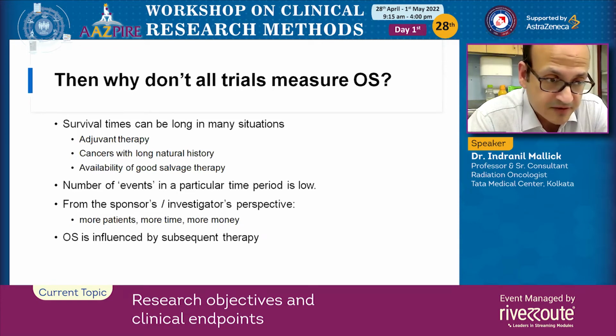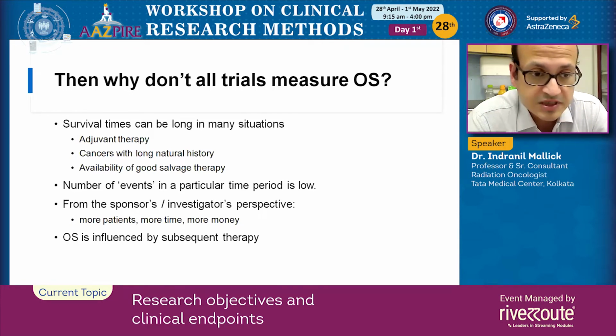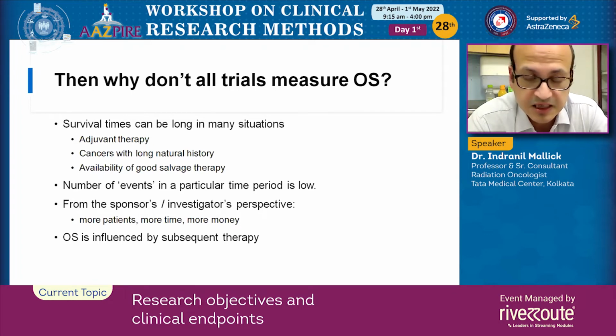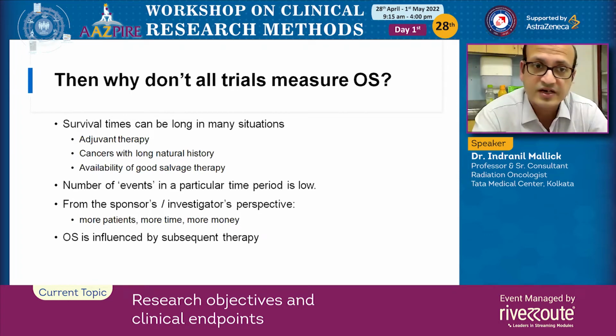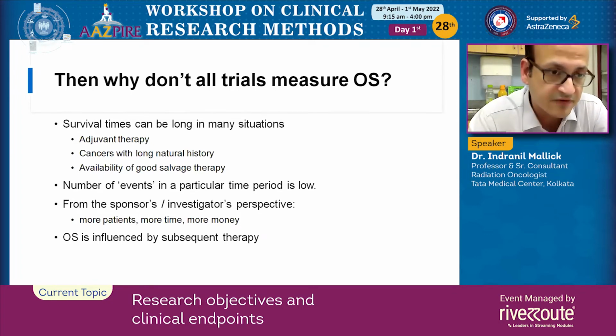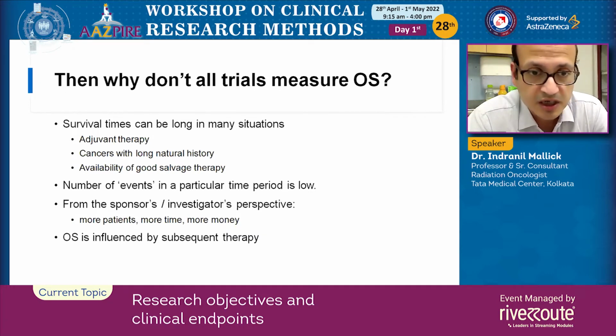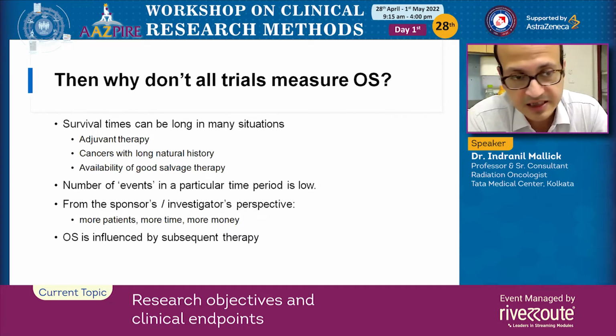And from their perspective, they would say that overall survival would be influenced by subsequent therapy over which they may not have any control. In a study that is running for several years, new drugs would come up, which would be given in the setting of progressive disease, and they would not have any control, or they may find it difficult to compute exactly the number of events that they are expecting.